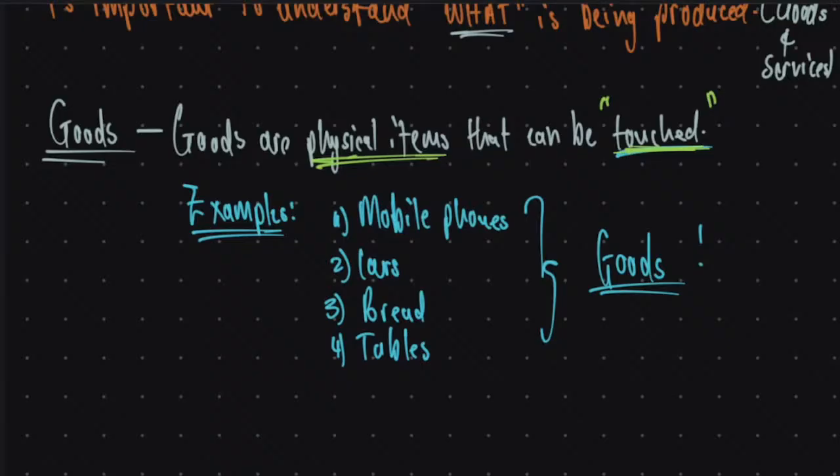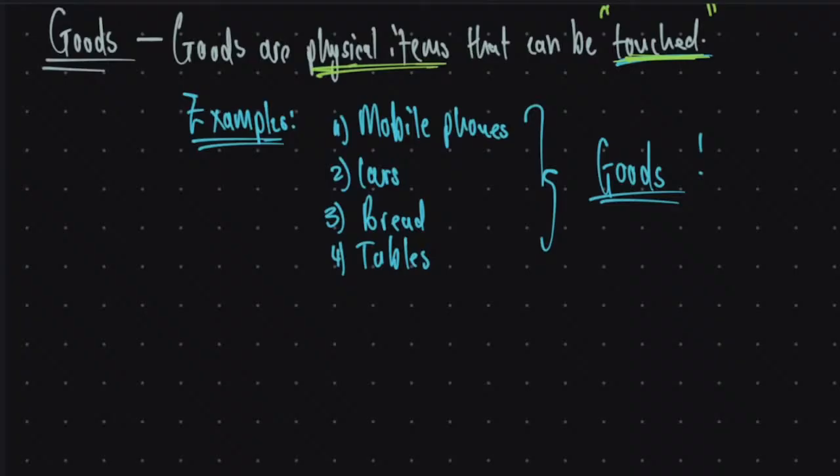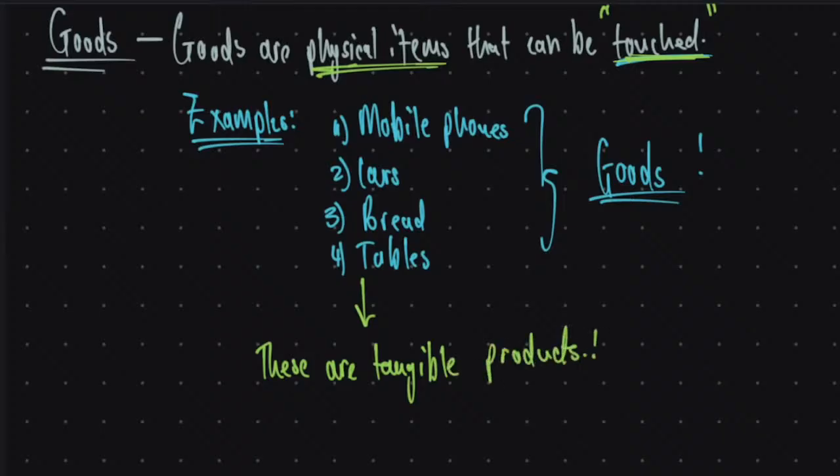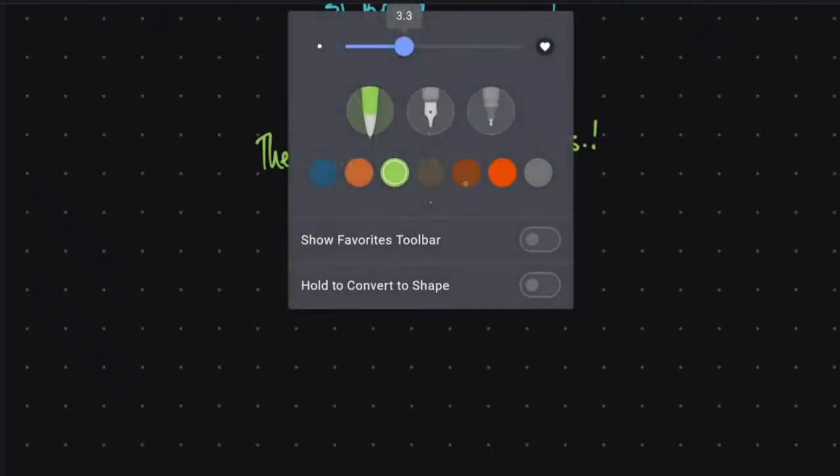Can you touch your phone? Can you touch a car? Can you touch a table? Can you touch bread? So it is tangible, right? Tangible means it can be touched. So write that. These are tangible. We're just doing a quick revision and going into the 4 factors. These are tangible products. So something that can be touched is a good.